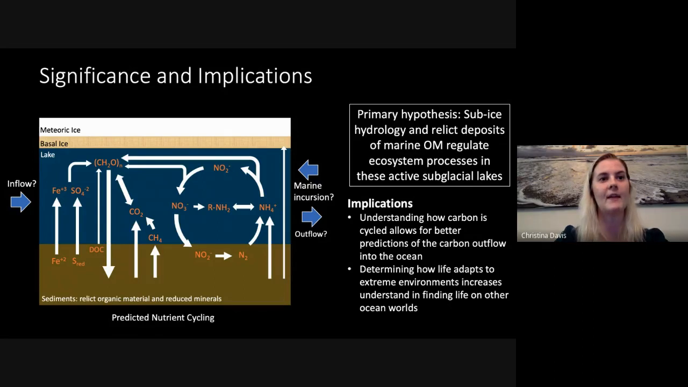So if we have a lot of methane or carbon dioxide building up in these systems and flowing out into the ocean, it can cause ocean acidification, which also isn't good. So if we can get better estimates on how much is moving out of the system, it'll help for better predictions with climate change models. Also, by understanding these nutrient cycling pathways, it's helping us learn what it takes to survive in an extreme environment in the cold and in the dark that may also resemble life on other ocean worlds.